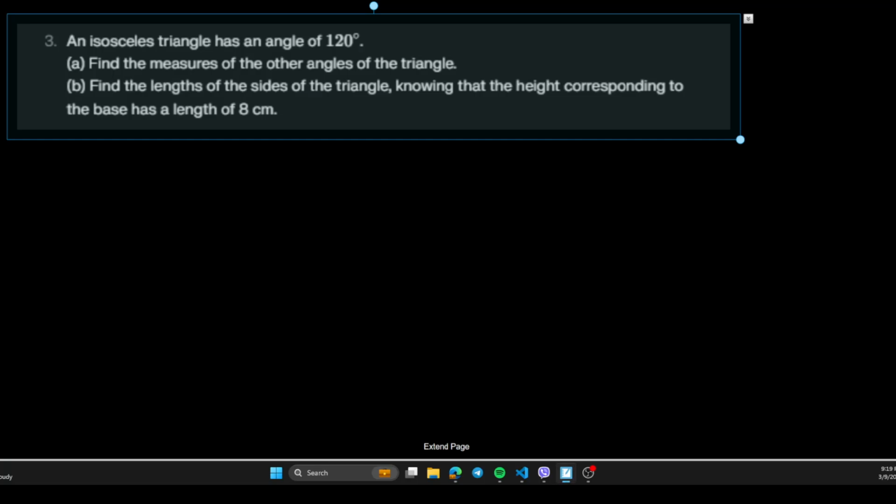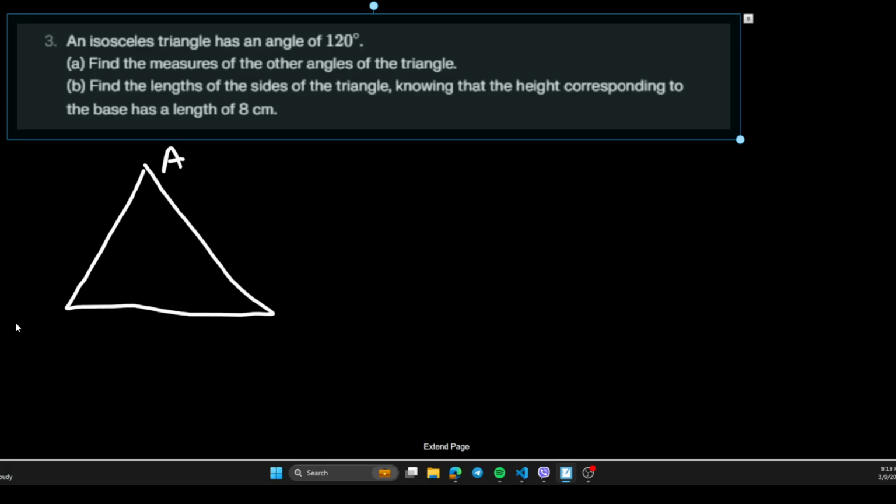Case B. An isosceles triangle has an angle of 120 degrees. Find the measure of the other angles of the triangle. Find the length of the sides of the triangle, knowing that the height corresponding to the base has a length of 8 centimeters.